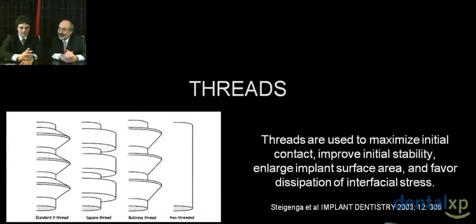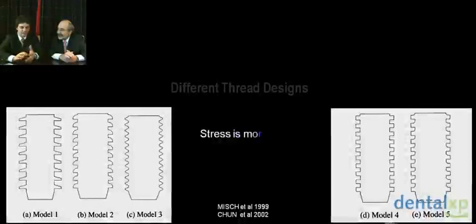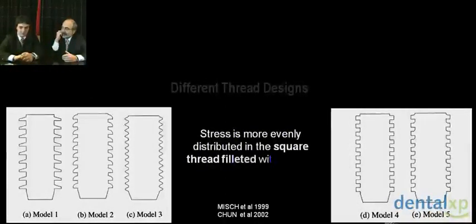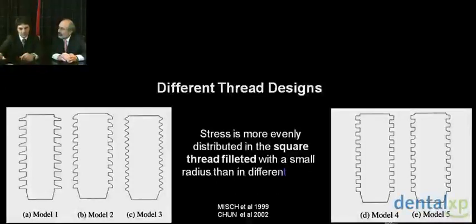Also, the thread shapes can make a difference in transferring the load. And what's the difference between the different threads? Also, this topic has been evaluated in finite element model, computer model simulations. And at this time, what these engineers found is that the square thread seems to perform better than others. So instead of having sharp threads, mechanically it seemed better to have square threads with a fillet.